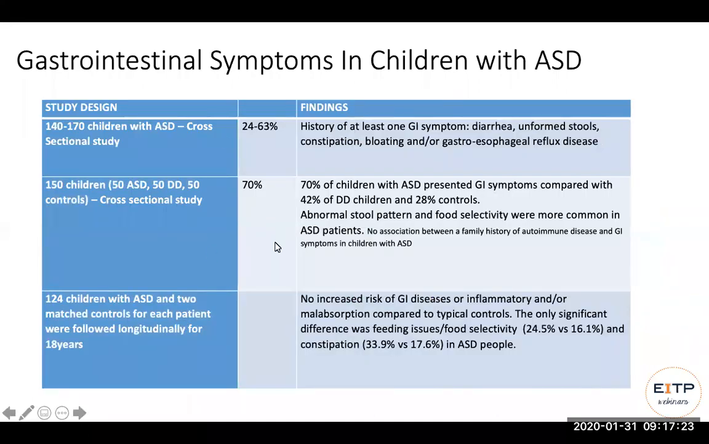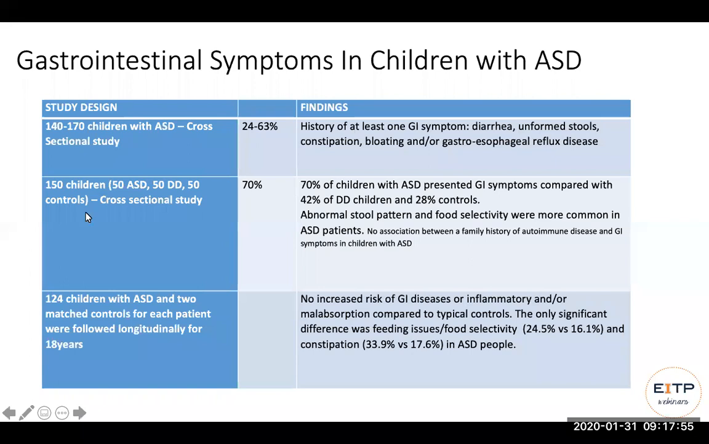I want to show you here some studies that have been written about gastrointestinal symptoms and autism. So this is a cross-sectional study of 140 to 170 children with autism. And 24 to 63% of these children had a history of a GI symptom, which is a lot. It's 1/4 to 2/3, almost 2/3 of the children with autism had either diarrhea, unformed stools, constipation, bloating, and reflux.